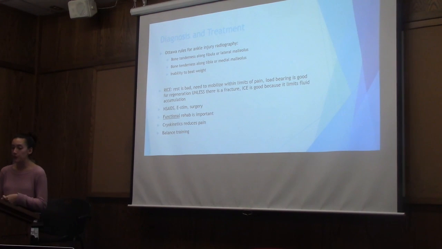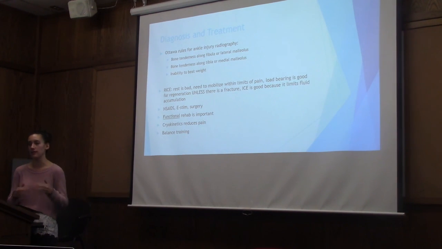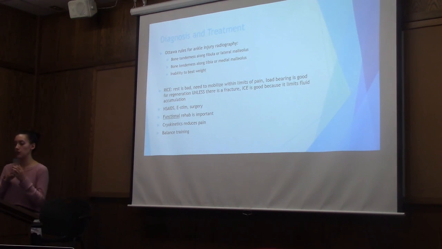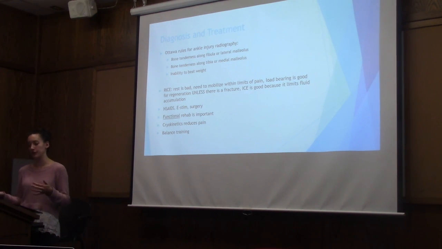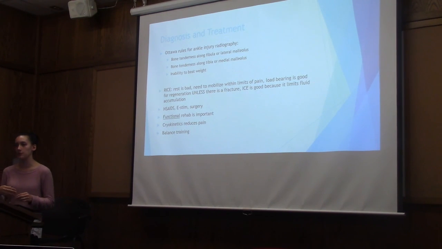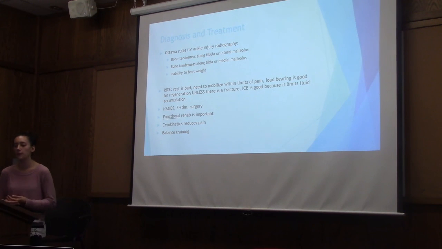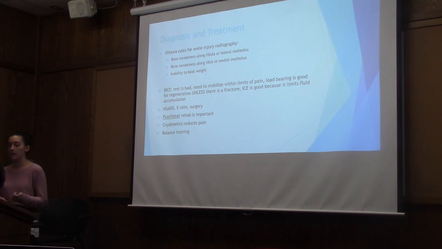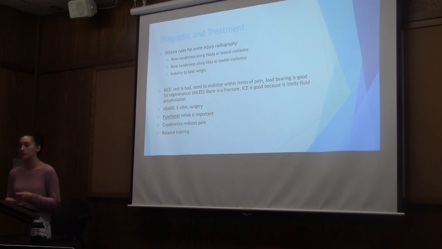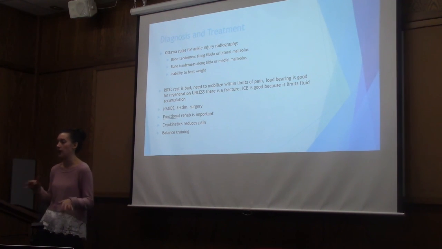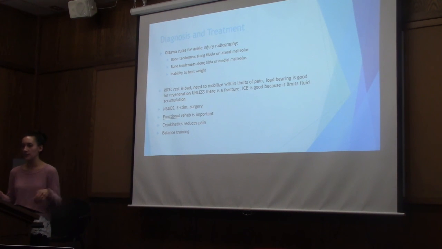Functional rehab is really important, like we said, mobilizing it within the limits of pain. You don't want to totally immobilize it unless there's a fracture, because then there will be atrophy of muscles, it will become weak, and it will be more prone to re-injury. And then cryokinetics is ice therapy. Cold therapy helps reduce pain. And balance training is important because if you get hurt on one of your ankles, you'll have decreased proprioception, and that also increases the risk for another ankle sprain.